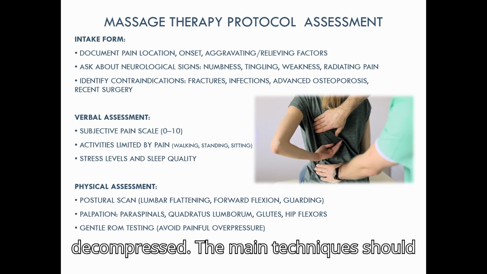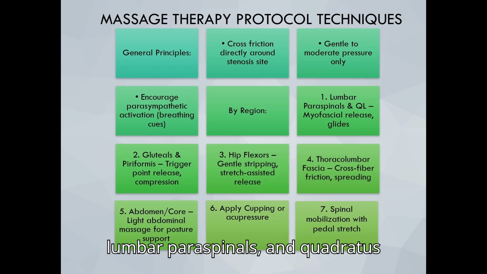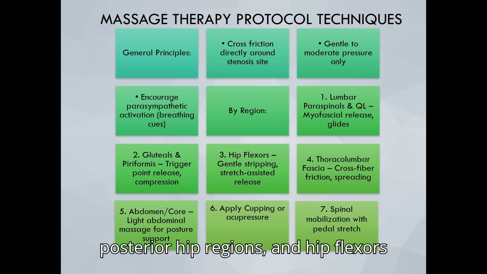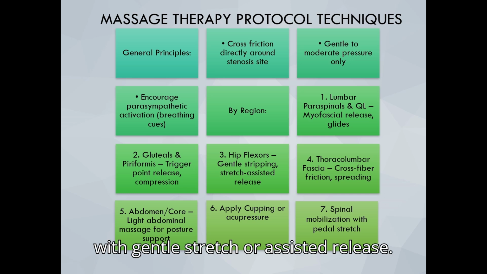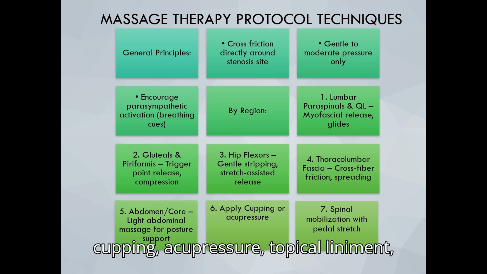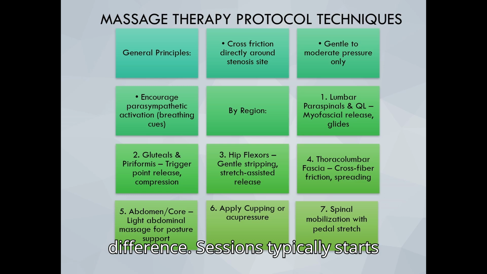The main techniques should focus on specific regions such as lumbar paraspinals and quadratus lumborum, with localized soft tissue mobilization and cross-friction approaches. Localized soft tissue mobilization and muscle scraping on posterior hip regions and hip flexors, with gentle stretch or assisted release. Additional complementary therapies like cupping, acupressure, topical liniment, and hydrotherapy can make a big difference.